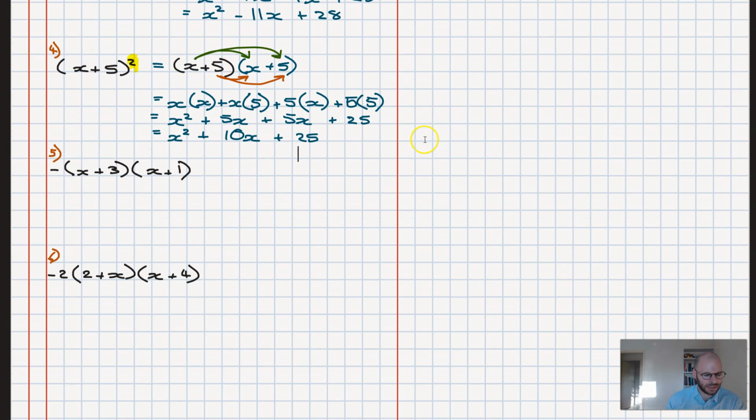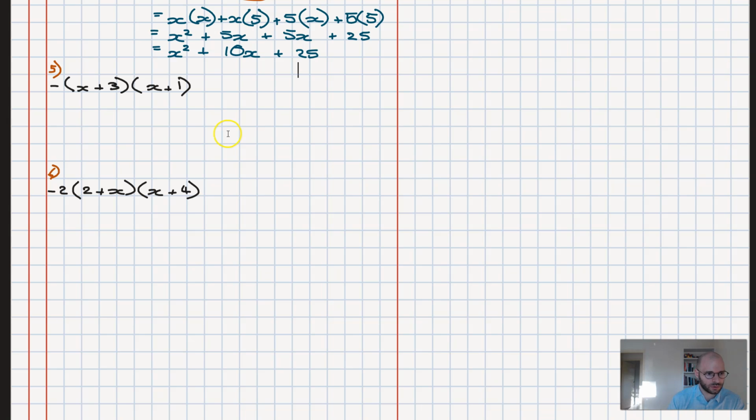Next one, again slightly different, but nothing we can't handle. First thing we'll do is we'll deal with the two brackets here, and then after we're done with those, we'll deal with this negative. So what we're going to do is draw in the lines. So we're going to get x plus x times 1 plus 3 times x plus 3 times 1.